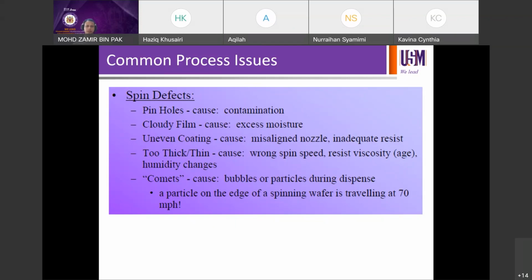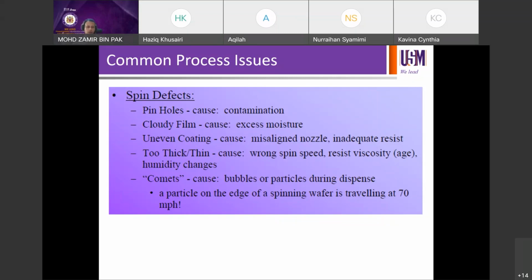Uneven coating due to misaligned nozzle, due to inadequate photoresist, ataupun tiba-tiba resist dispense ada interruption. Say if you're supposed to dispense 1 ml before the spinning, tapi mungkin you just dispense 0.7, 0.8, then you'll probably see a streak of resist. If the volume tak cukup, but you spread at the same speed, then you will see some areas, especially the edges, not covered by resist. And you can tell because normally it will be very, very obvious.